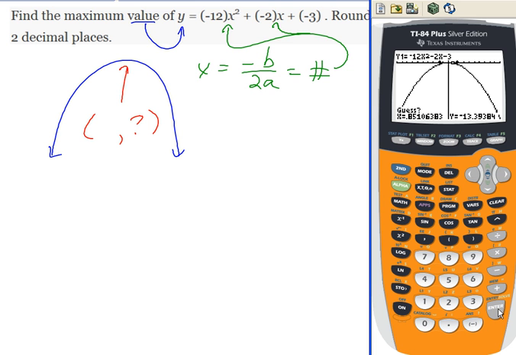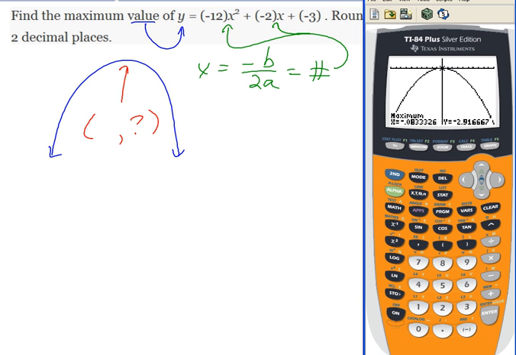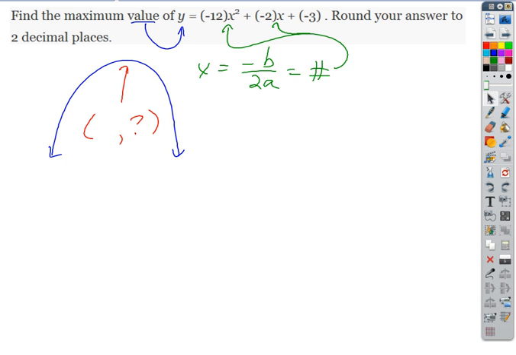And it tells me the x value is at negative 0.0833, blah, blah, blah, but I don't really care. I'm looking for the y value, right? So the y value is negative 2.916 repeated. So to 2 decimal places, which is what I want, negative 2.92. Okay, we got it. That would be the value. Okay, so there's one thing we can do that's helpful with our calculators. Here's another thing.